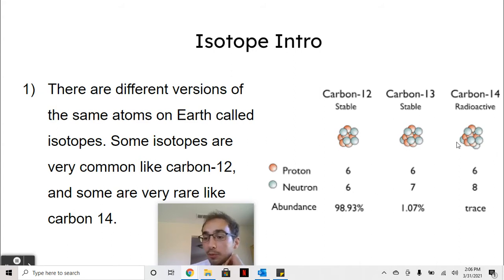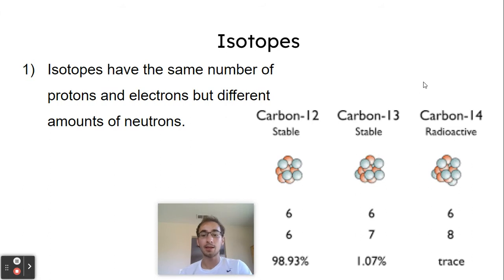But let's say for carbon-14, it weighs 14, but you know it'll have 6 protons because it's carbon, so you do 14 minus 6, and then you'll get 8 neutrons. So that's important to know. Isotopes have the same number of protons and electrons, but different amounts of neutrons. That's what's variable. Okay?